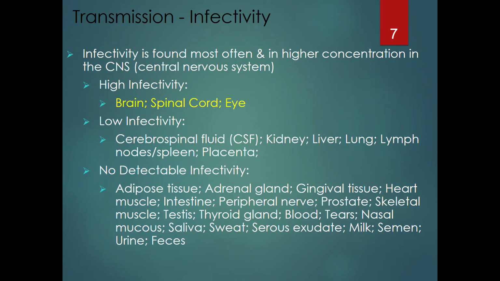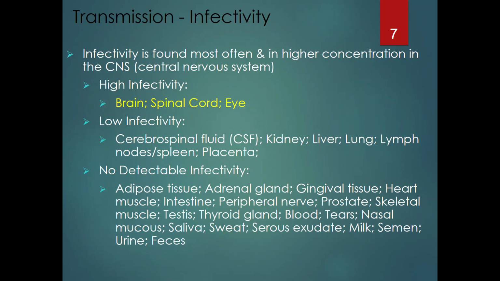Infectivity of prion diseases is found most often in higher concentrations within the CNS, or central nervous system. This includes the brain, spinal cord, and the eye. These tissues are considered high risk for prion transmission. Other tissues and bodily fluids have varying degrees of infectivity. CSF, or cerebrospinal fluid, the kidney, liver, lungs, lymph nodes, spleen, and placenta are considered to have lower infectivity compared to that of CNS tissues.